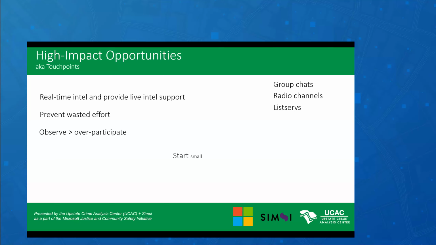So how do we get access to these spaces, these group chats, these radio channels, these listservs? Again, start small. Don't demand. Maybe frame it as, hey, I've heard a lot of talk in roll call about this group chat, or that we're sharing updates on these tactical ops in this group chat. Would it be appropriate for me to get added so that I can also offer you guys intel support as things unfold in real time?